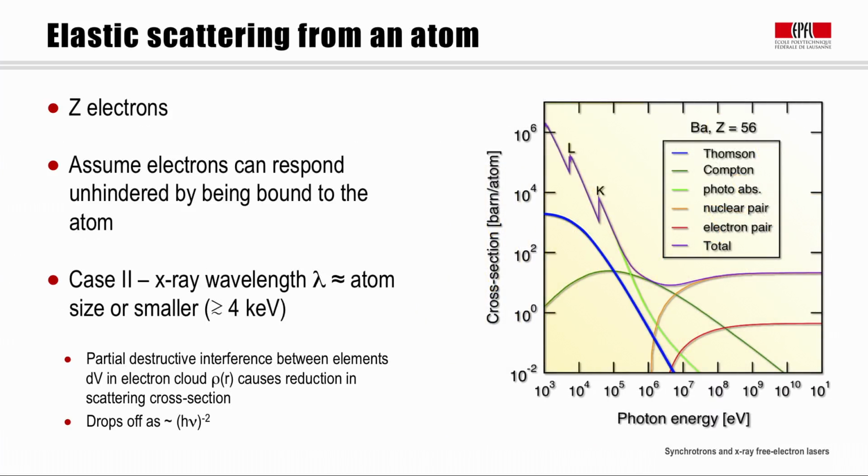The gradual crossover from the lower energy limit of constant scattering cross-section to that of one dropping off is at X-ray wavelengths comparable to the size of the electron cloud. In other words, of the order of about 3 angstroms, and this equates to a photon energy of around 4 kiloelectron volts, as we can see is the case here.